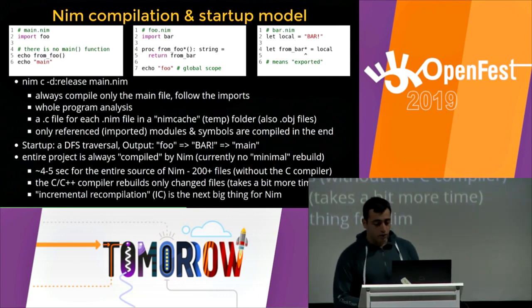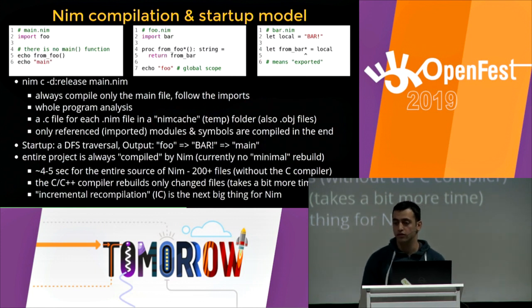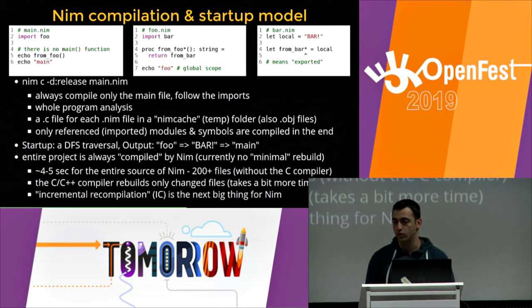Whenever we compile a project in Nim, we actually always compile the root file. For example, the Nim compiler is comprised of 140 files, and it also references a bunch of the standard library, which is shipped along. The entire compilation of the entire Nim compiler, the Nim part, takes around 4 to 5 seconds on my machine.